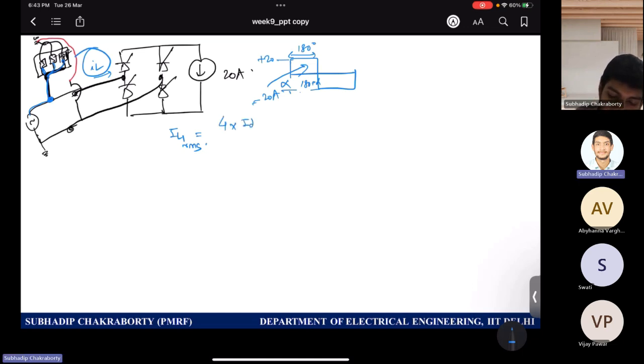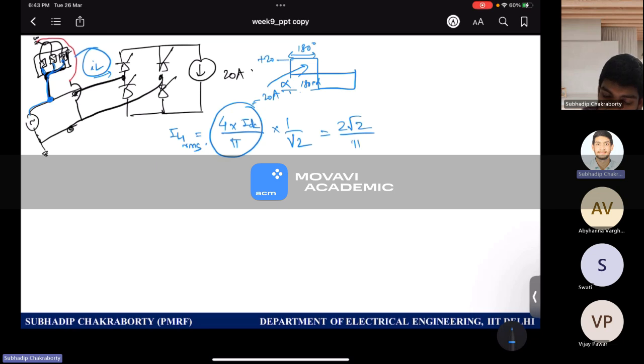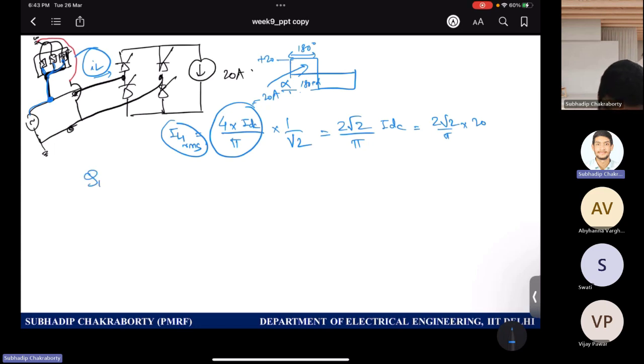I can say IDC by pi. This is the peak, into 1 by root 2 is the RMS. So 2 root 2 by pi into IDC. IDC is 20, so 2 root 2 by pi into 20. This is the RMS. Now, once you know the RMS value, you can calculate the reactive power.